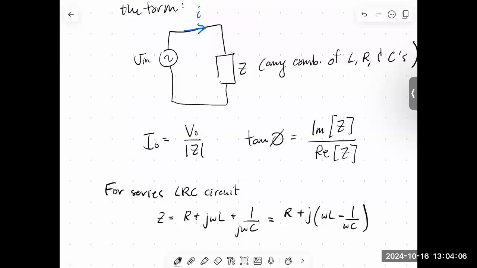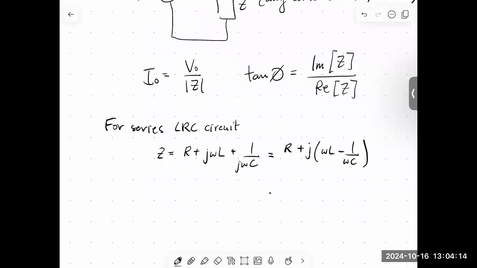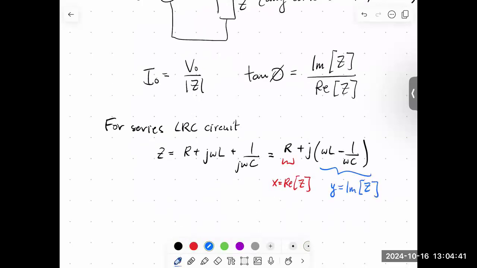The minus sign comes from the fact that we had the j squared. What we ended up doing is factoring out an R, but in fact, I'm not going to do that. Let's just leave it like this. Notice that this impedance is just a complex number. It has a real part, X, equal to the real part of the impedance, and it has an imaginary part that we would call Y, the imaginary part of the impedance. And so it's everything in that square brackets.